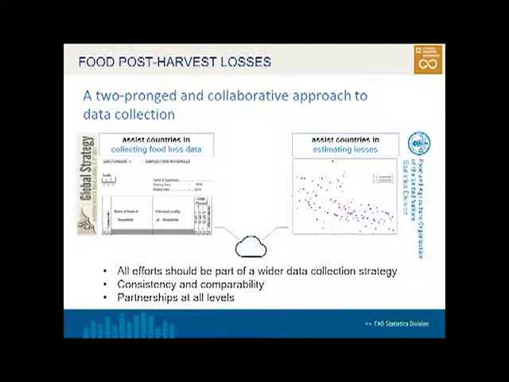And so what next, to increase the evidence base? In fact, FAO has this two-pronged and collaborative approach to data collection. One is to assist countries in collecting food loss data, and one is to assist countries in estimating the losses with a model where the data is too scarce to be used directly as such. What we really advocate is that data collection efforts should be part of a wider strategy. They should piggyback on existing surveys. We offer a methodology to ensure consistency and comparability over time and across countries.